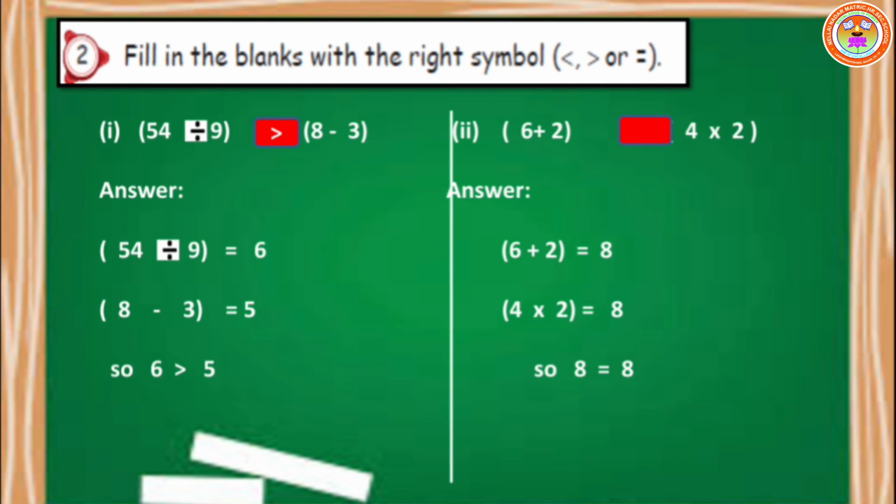Is it clear, students? With the expression, we have to find out the value. Based on the value, just do the comparison and write down the respective symbols. Is it clear? Yes? See the second problem. 6 plus 2, empty box, 4 into 2. 6 plus 2 is equal to 8. Then what is 4 into 2? That also is 8 only. So we can say these two given expressions are equal. So we have to write the equal to symbol in the empty box. Is it clear?